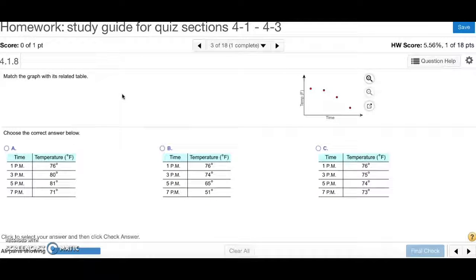Skipping to number 3, match the graph with its related table. So we see as time's going by, temperature is decreasing. If we look at A, for example, we see it is increasing at various points, so we know it's not going to be that. Looking at B, it is decreasing, and we look at C, it's decreasing. But notice how it's not decreasing at a constant rate. C decreases at a constant rate, so our answer has to be B.